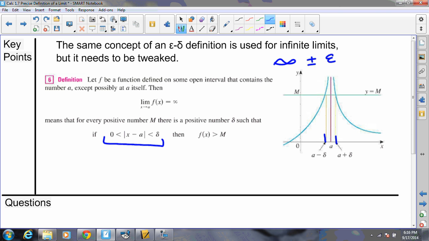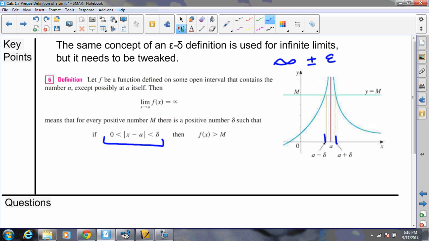You want to pick 1,000,000? Show me that the function gets up bigger than 1,000,000. You want to pick 100 trillion? Show me that the function gets up higher than 100 trillion. You want to pick 1 followed by 52 pages of 9s? Show me that it gets up higher than that number.